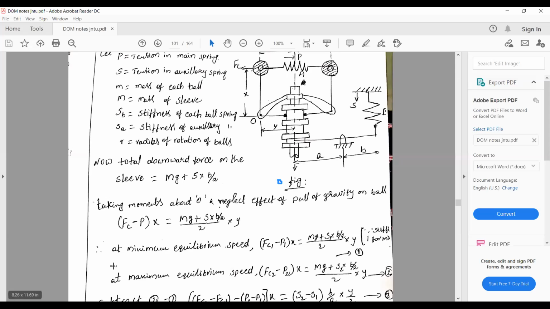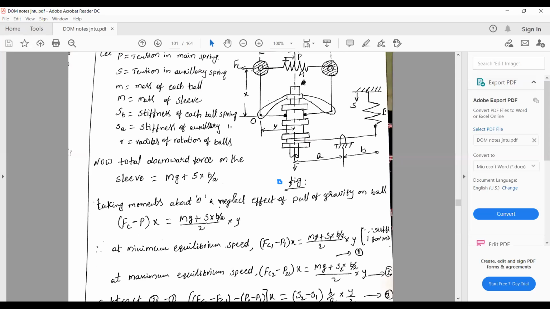Just observe how we write our moment equation. What forces are there? That is very important. Those are Fc minus P. Why? Because the centrifugal force value is Fc, and P is the tension in the mainspring.